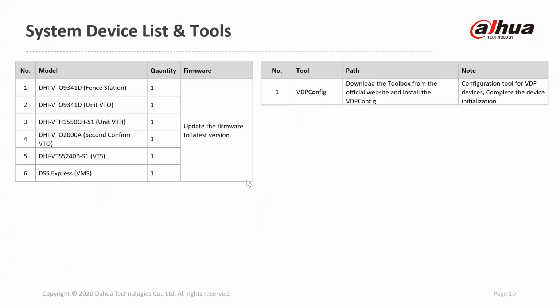So device list and tools. You have the Dahua VTO 99341D fence station, then the VTO 99341D unit VTO, the VTH 1550CH unit VTH. Then we have the second confirmation VTO, then the VTS, the VMS, the VDP toolbox from the official website, and install the VDP configuration tool for VDP devices to complete the device initialization.